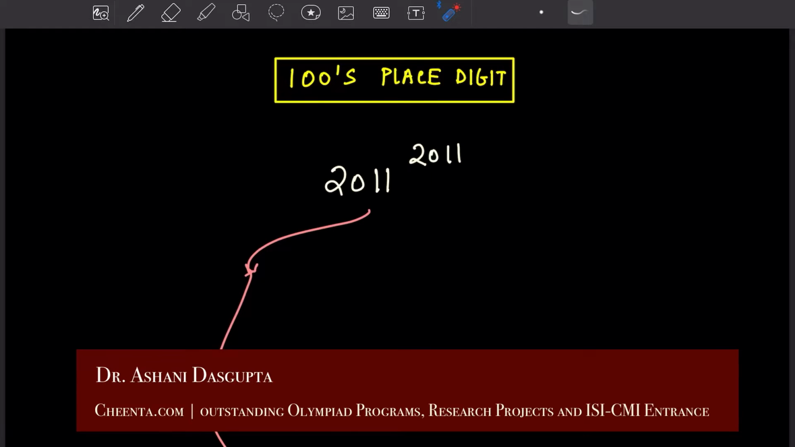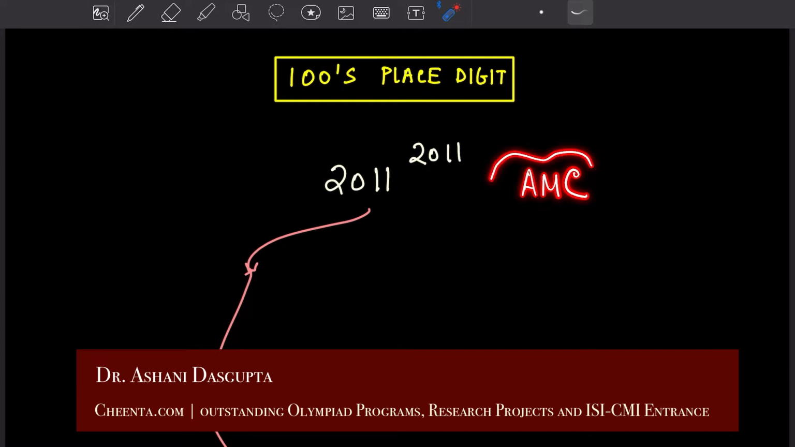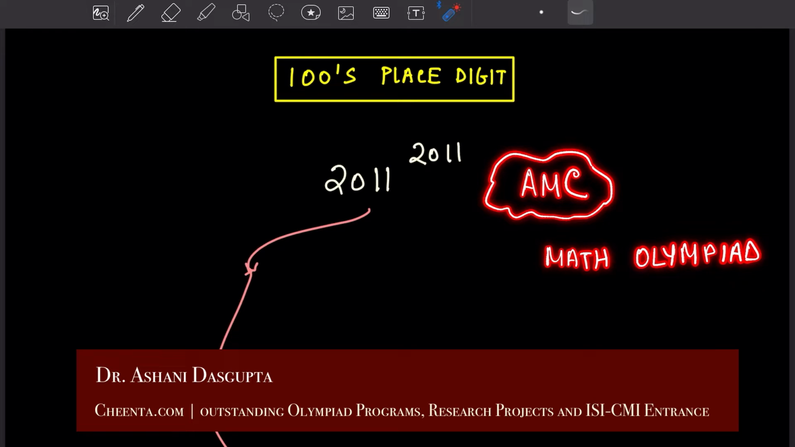Hello everyone. So today we will try a very interesting problem from the American Mathematics Competition. The American Mathematics Competition is a math Olympiad conducted in the United States, but students from India, Europe, Australia, Singapore, anywhere can also participate in it. This is a very fun problem from a part of mathematics called number theory.